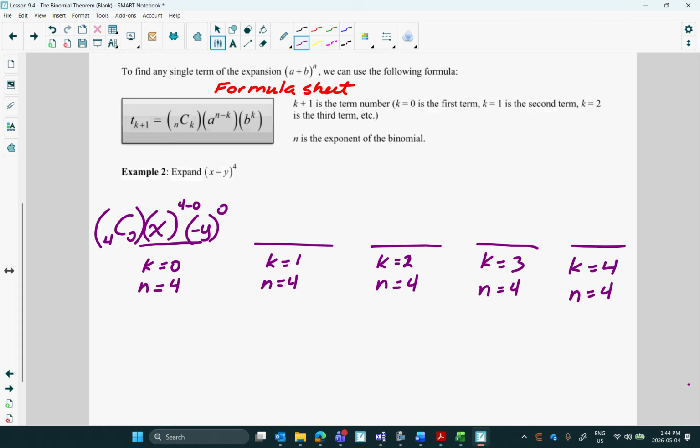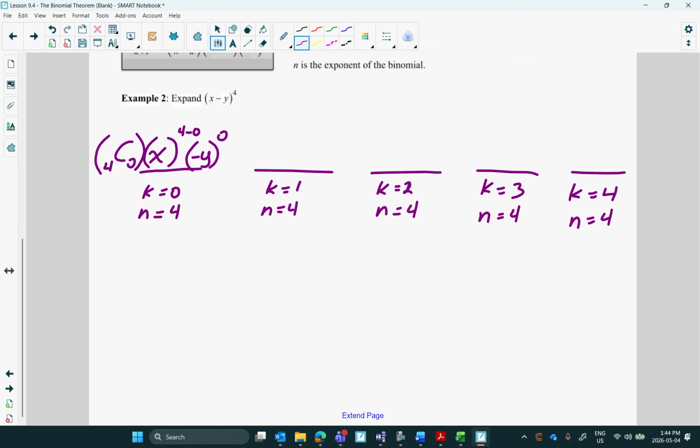These are obviously calculator questions. So, let's do this one. What is 4 choose 0? How many ways can I choose 0 from 4? Just one.